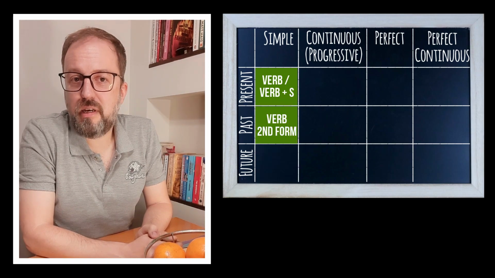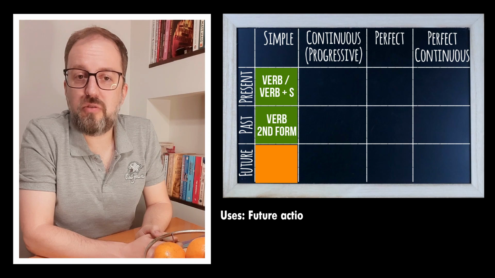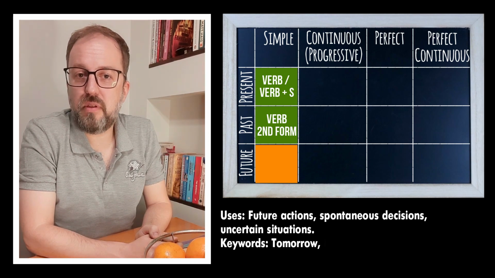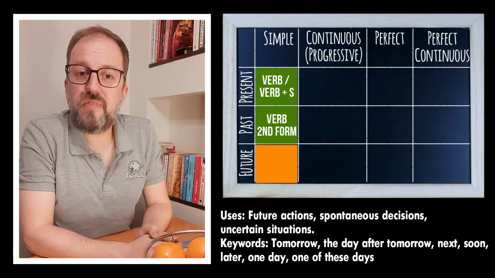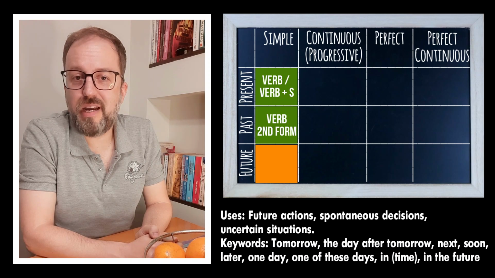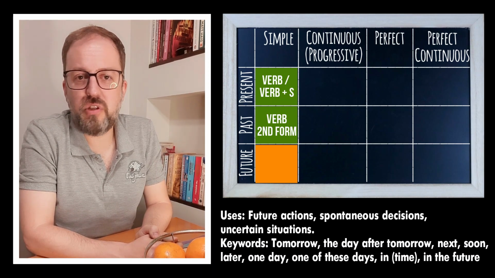Future simple is another easy tense to pick up and is obviously used to talk about future actions, mainly for spontaneous decisions, for example if you're ordering food. I'll have what she's having. We also use this tense when you're not 100% sure about the future action. For example, maybe I'll move house next year. I'm not really sure yet.